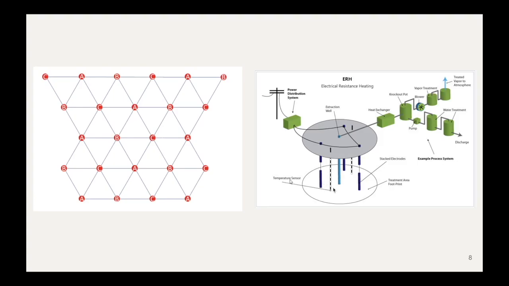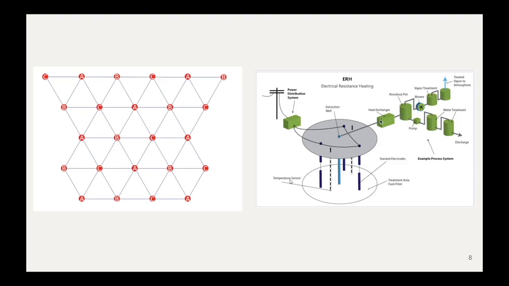And here you can see the electrodes are set up in a triangular shape with the extraction well in the center of them. And then there's also a temperature sensor, which is necessary so that one would know if the temperature of the subsurface is getting close to or above 100 degrees Celsius, which is kind of that parameter. The extraction well is then connected to some sort of treatment system.